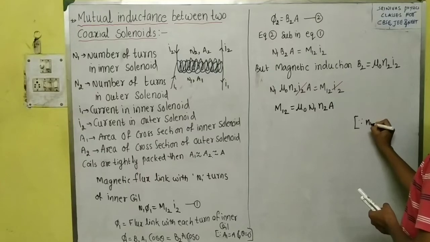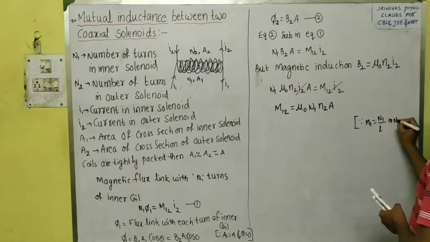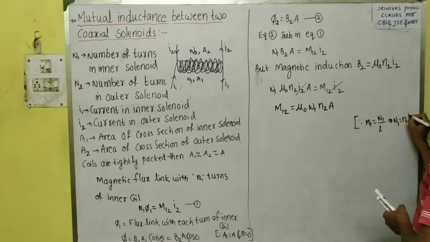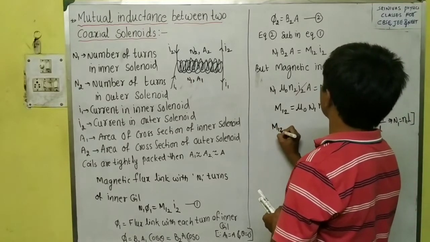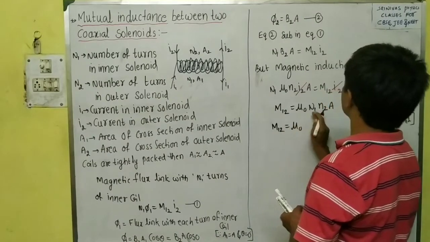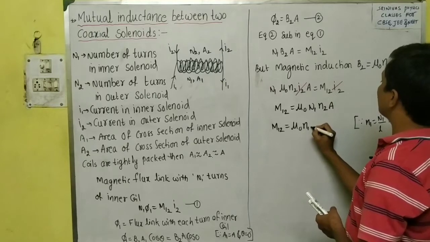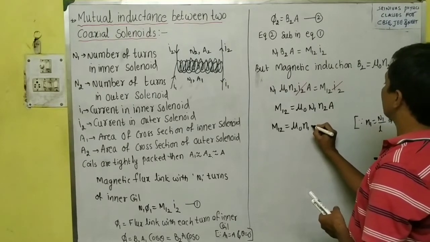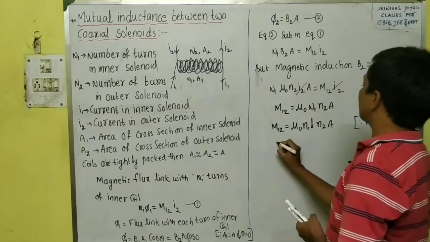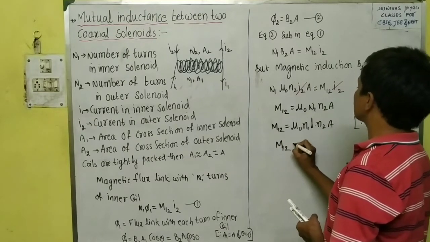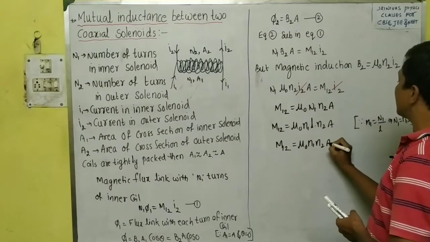We know the small n1 is capital N1 by L. From this, capital N1 is equal to n1 into L. And this equation will become M12 is equal to mu naught capital N1, we write as n1 into L, into N2 A. Then finally, the mutual inductance in the first coil due to the second coil we will get as mu naught n1 N2 A L.